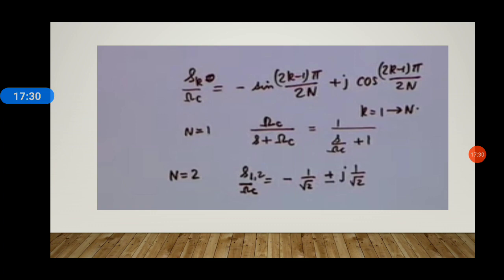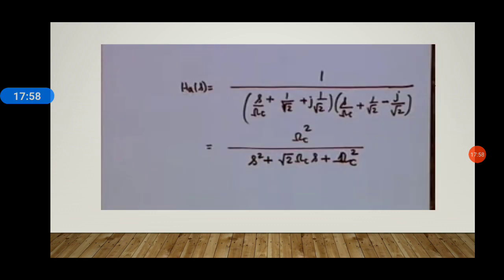So n is fixed at 2, and k will vary as 1 and 2. For k equal to 1, we have minus 1 by root 2 plus j 1 by root 2. For k equal to 2, we have minus 1 by root 2 minus j 1 by root 2, which are complex conjugates of each other. That means if we find one complex pole, the next pole will be its conjugate. So here H(s) would be 1 by (s by omega c plus 1 by root 2 plus j 1 by root 2) multiplied by (s by omega c plus 1 by root 2 minus j 1 by root 2).